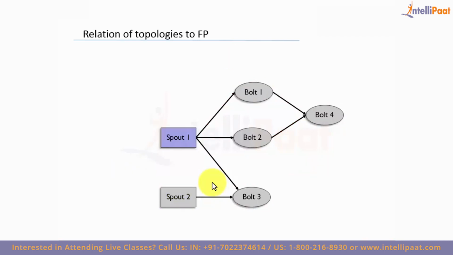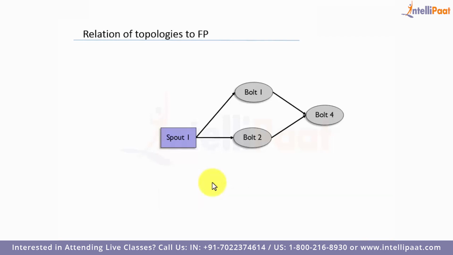Now let's try to derive a relation of topologies to functional programming, referred to as FP in this slideshow. We discussed that bolts can be characterized as functions. In this case I'm going to concentrate on one stream of data, which is received by spout 1, written to bolt 1 and bolt 2, which process the data in parallel according to the business logic defined there, and then output the data to bolt 4, which does further processing on top of it.